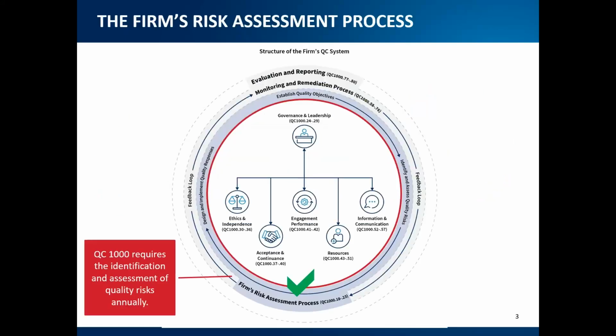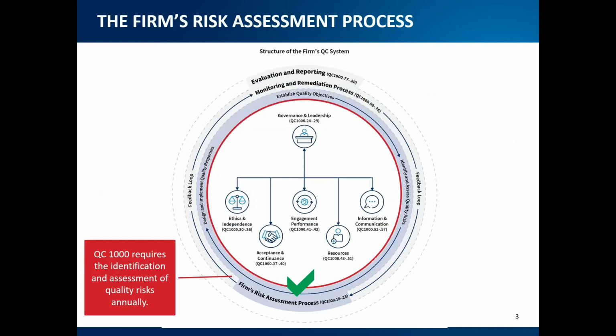QC 1000 describes 8 integrated components that are required to be included in a firm's design of its QC system. The firm's risk assessment process is one of 2 process components of a firm's QC system. As a reminder, the other one is monitoring and remediation. The firm's risk assessment process requires the identification and assessment of quality risks annually and applies to the 6 non-process components that address aspects of the firm's organization and operations, which are circled on this slide. These are governance and leadership, ethics and independence, acceptance and continuance of engagements, engagement performance, resources, and information and communication.